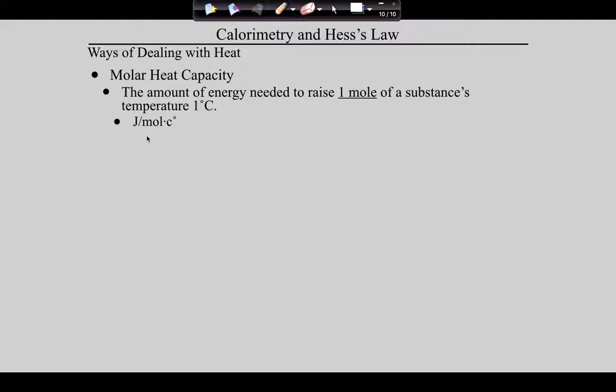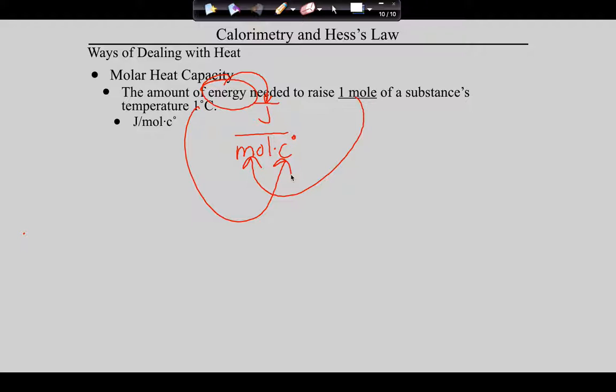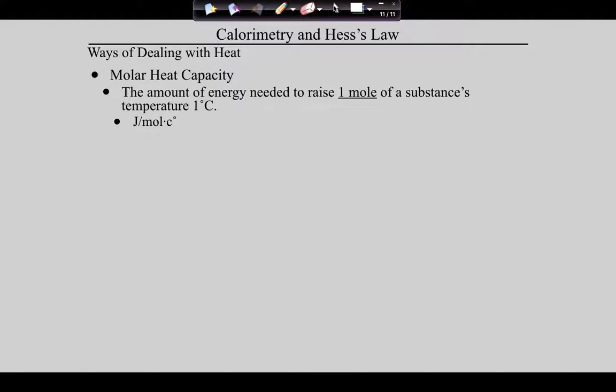So what are the units for this? It is joules per mole Celsius. You could write it like this. But guys, it looks like the connection is this: the amount of energy in joules needed to raise 1 mole 1 degree Celsius. So the units are the definition. And guys, it is abbreviated C sub m, capital C sub m.